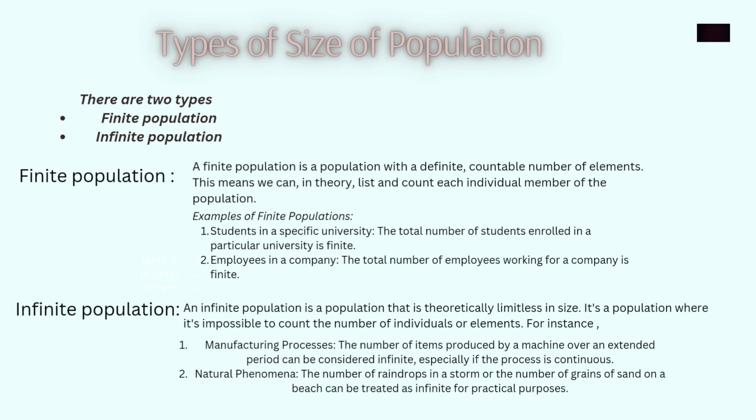An infinite population is a population that is theoretically limitless in size. It is a population where it is impossible to count the number of individual elements. For instance, stars in the sky, or a manufacturing process: the number of items produced by a machine over extended periods can be considered infinite, especially if the process is continuous.